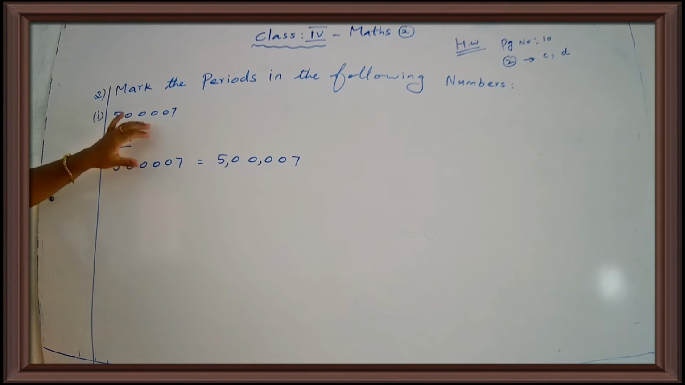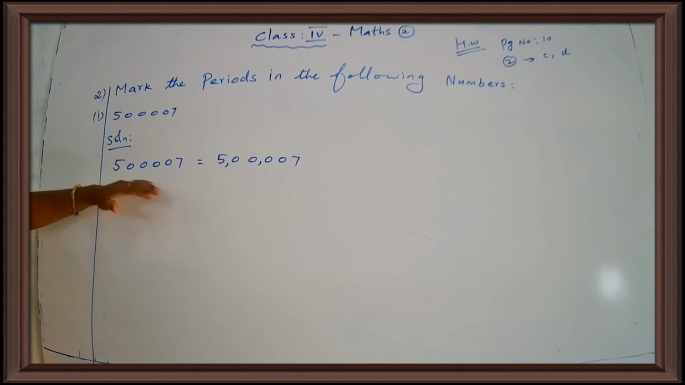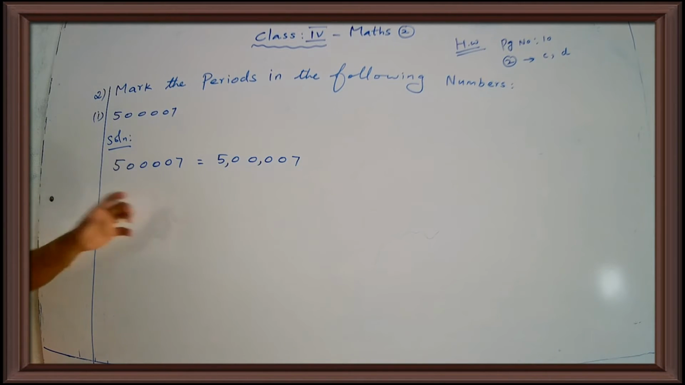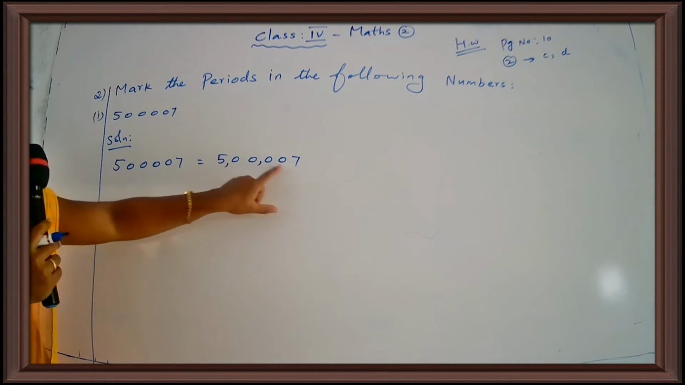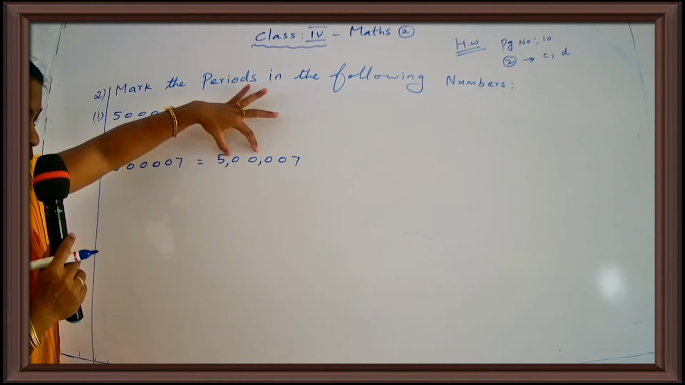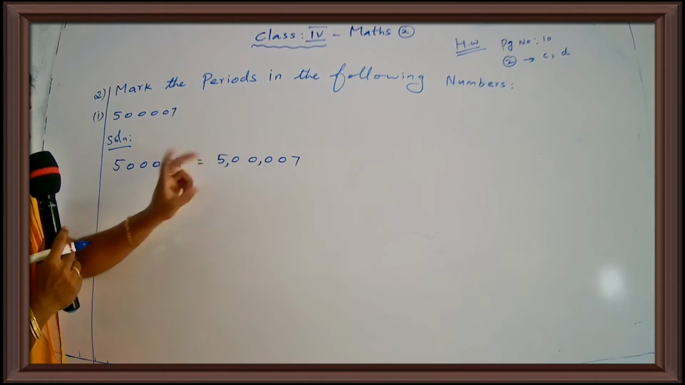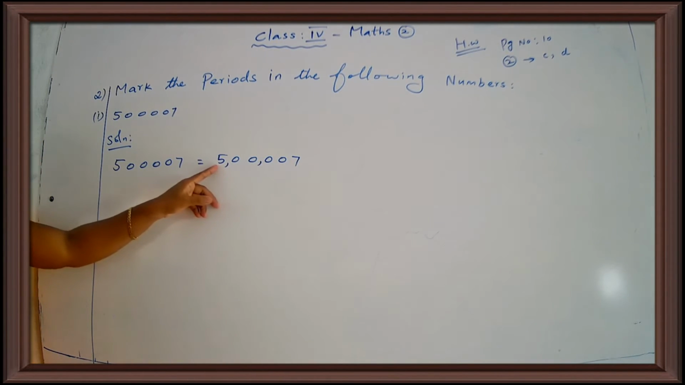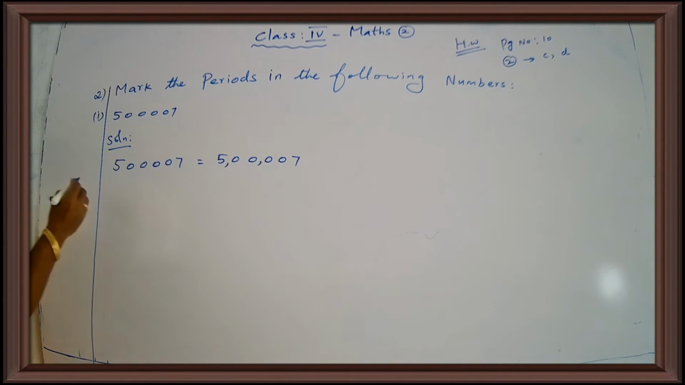Mark your periods. That means, first, after how many places do we put a comma? Three places. Then after that, two places. Okay, children. First the ones period, three places. This is the thousands period, that is two places. Then after that, the lakhs period. Okay. Now the second question.